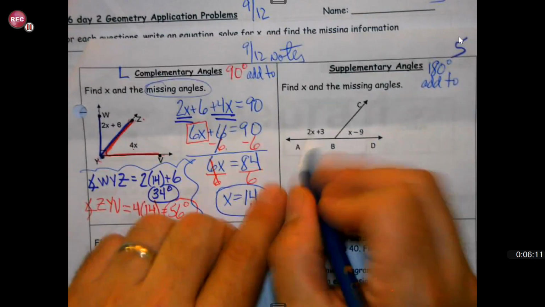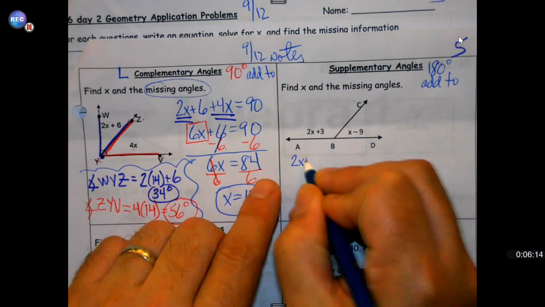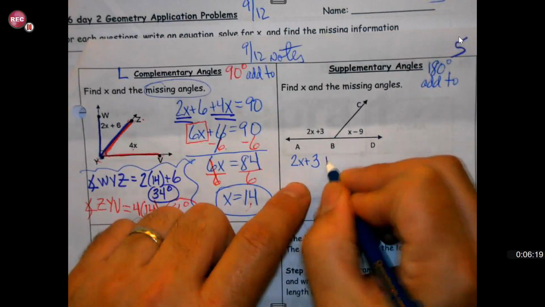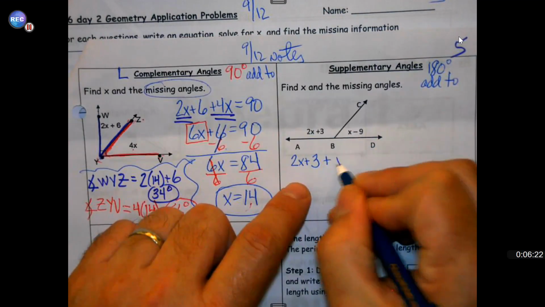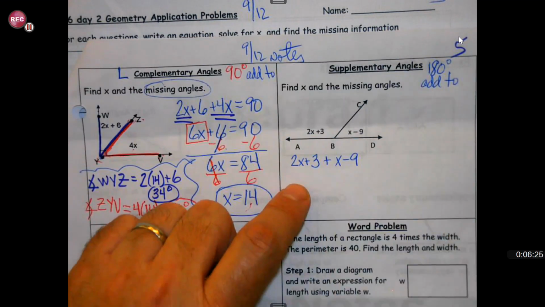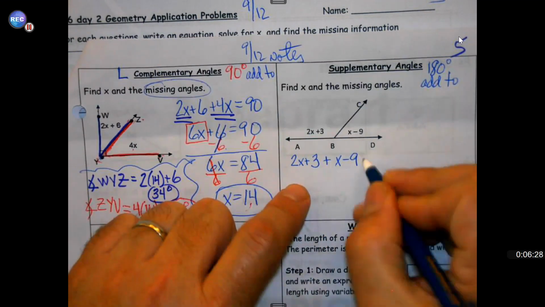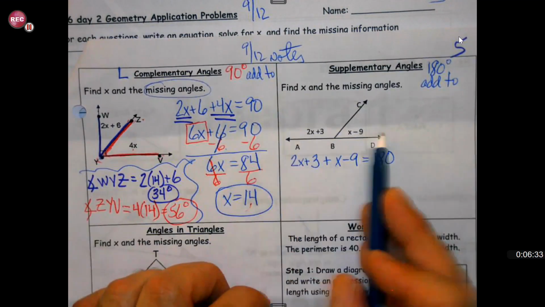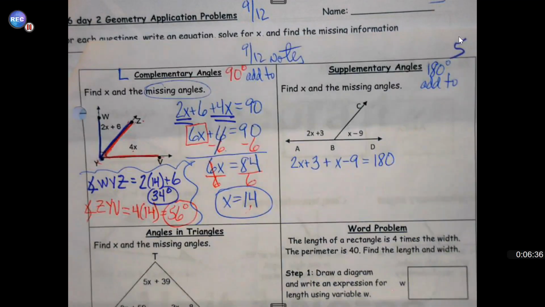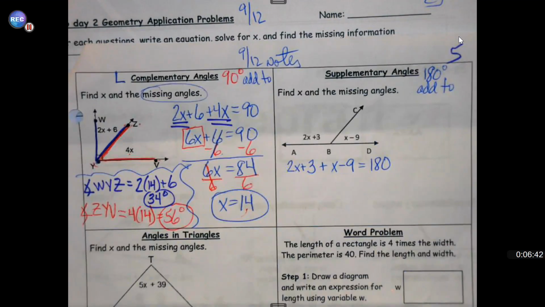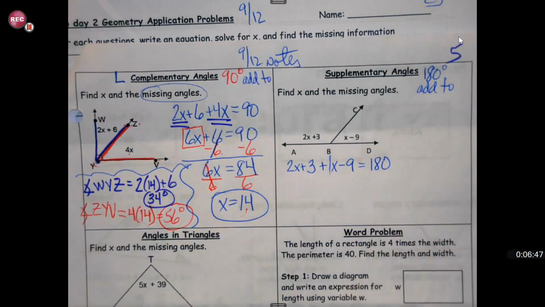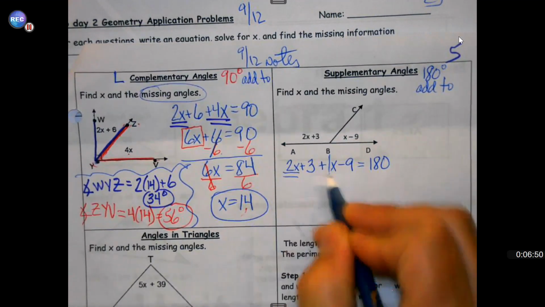So in this case, I'd take my 2x plus 3 and my x minus 9, and set that equal to 180, because again, the two lines make a straight line instead of a right angle. We've said before, we want to make sure we keep that 1 in front of our x. So here we go into combining like terms mode.